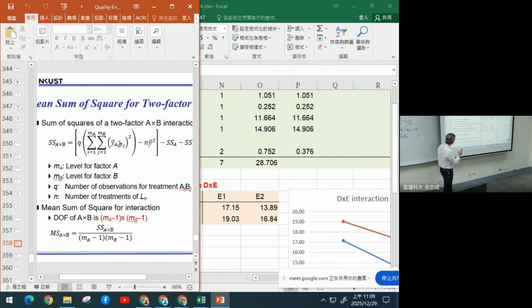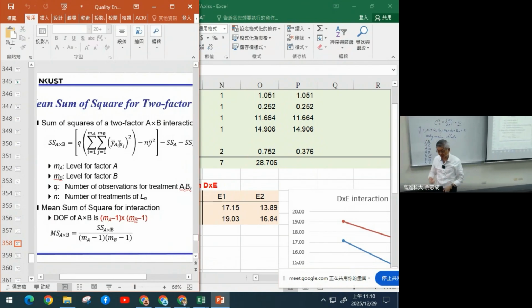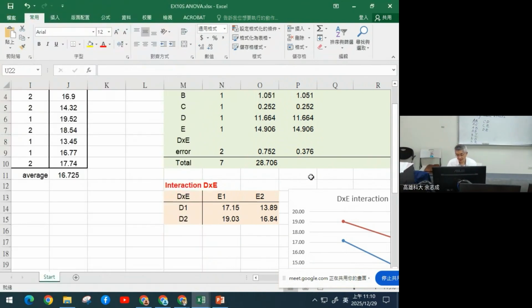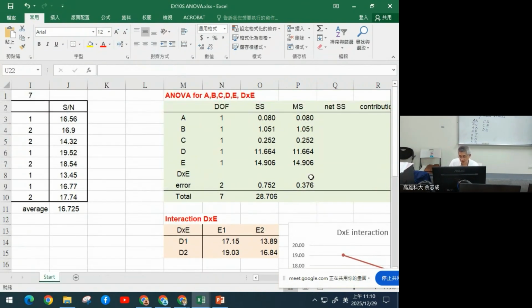Then minus sum square due to A, which is already up here, and sum square due to B. Then we can get due to D and E, because we are calculating interaction DE. So you minus sum square due to D and E, you will get the interactions. Let's go back to here. So it's not that difficult. First, we need to determine what is the degree of freedom for DE.